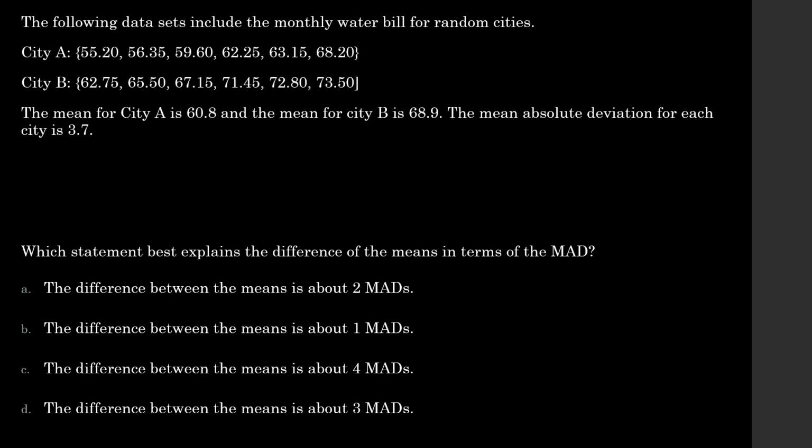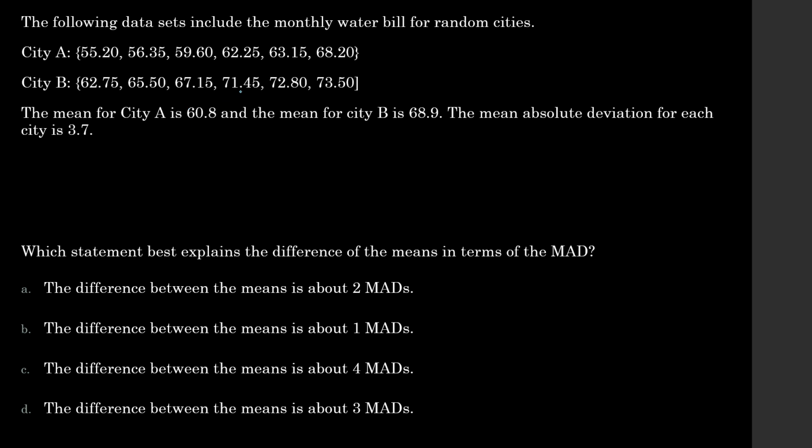All right, so here we have a data set that includes monthly water bills for random cities. It tells us that the mean for city A is 60.8 and the mean for city B is 68.9. The mean absolute deviation for each city is 3.7. Which statement best describes the difference in means in terms of mean absolute deviations? So with this question here, I'm going to draw a number line. I think it's best to visually see this.